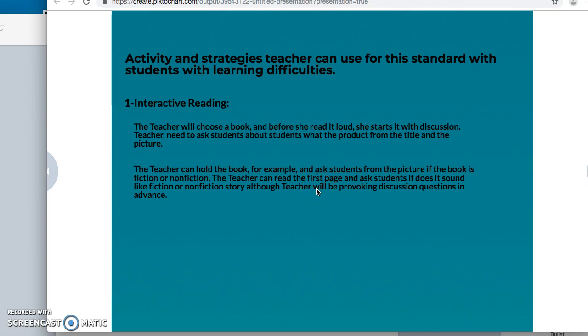Activities and strategies the teacher can use for this standard with students with learning difficulties. The first activity will be interactive reading. The teacher will choose a book, and before she reads it aloud, she starts with a discussion. The teacher needs to ask students about their predictions from the title and the picture. The teacher can hold the book, for example, and ask students from the picture if the book is fiction or non-fiction. The teacher can read the first page and ask students if it sounds like a fiction or non-fiction story, and provoke discussion questions in advance.